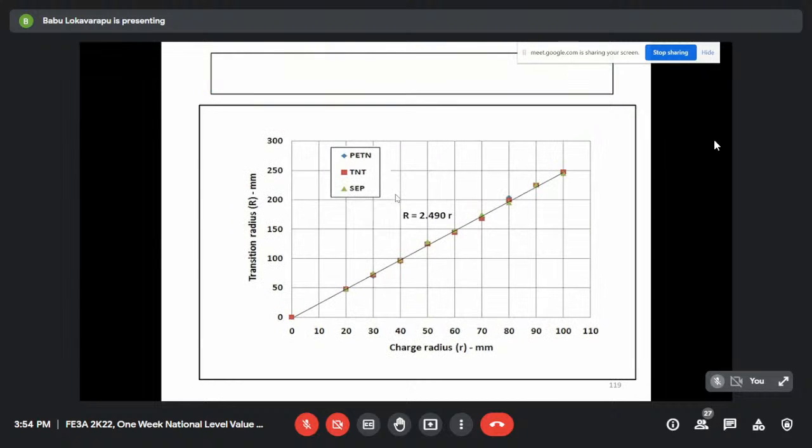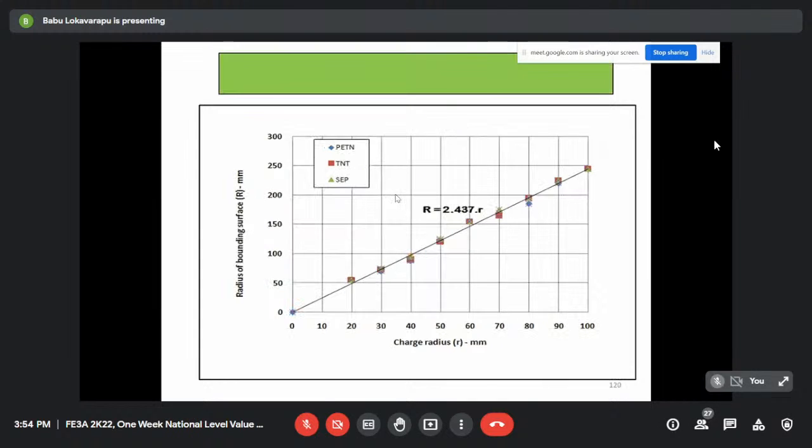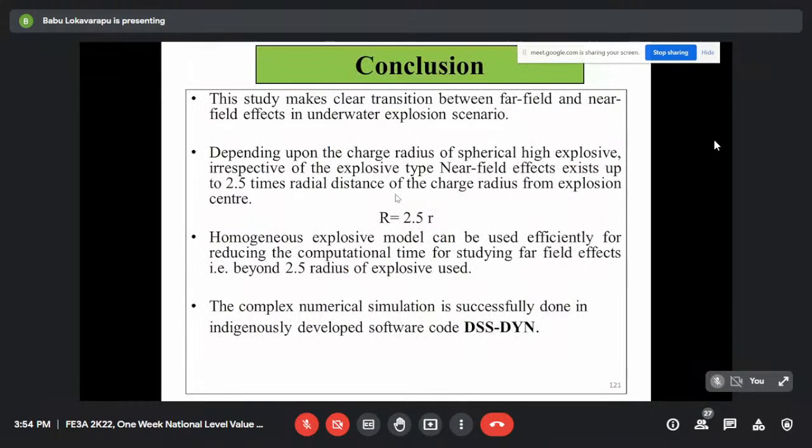And this is for the transition radius, charge radius, and this first one is pressure and the second one is velocity. So these are the final equations derived: r equal to 2.5 r. If you use this relationship, you can satisfy the safety of the equipment, personnel, and surroundings.